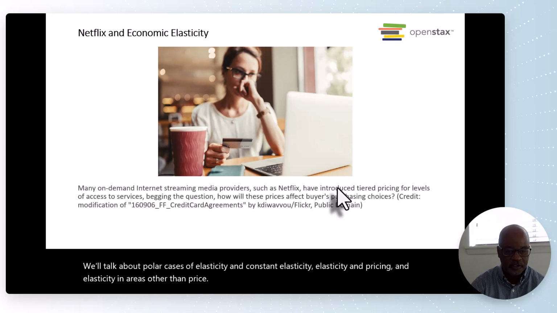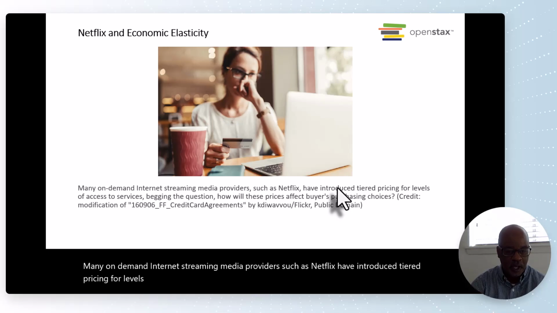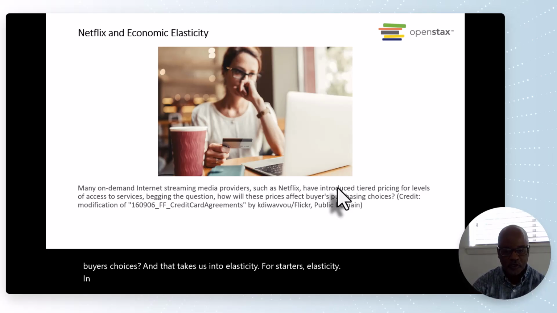Many on-demand internet streaming media providers such as Netflix have introduced tiered pricing for levels of access to services, begging the question, how will these prices affect buyers' choices? And that takes us into elasticity. For starters, elasticity in economics is our responsiveness to a change in price. When I say our, I mean the consumer's responsiveness to a change in price.